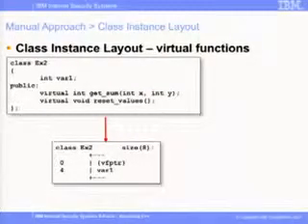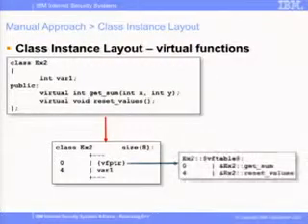a virtual function table pointer will be added before the class members in the layout. The virtual function table pointer points to the address of the virtual function table. In this case, since we have 2 virtual functions, get sum and reset values, they will appear in the order they are declared in the class declaration.